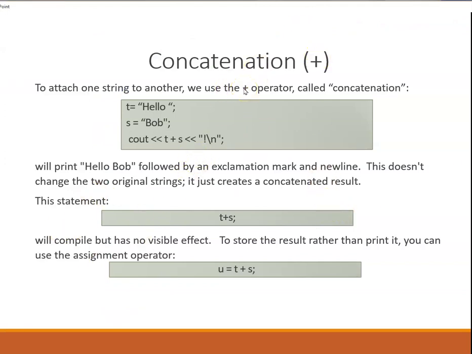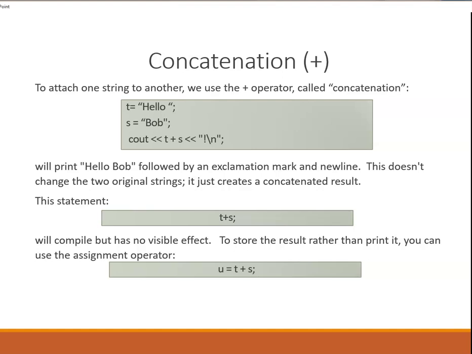So, concatenation is a way to attach one string to another. We use the plus operator, which is called concatenation. So, we have string T and string S. If we say T plus S and output it, it will give us hello Bob. Notice I have a space in the first string.